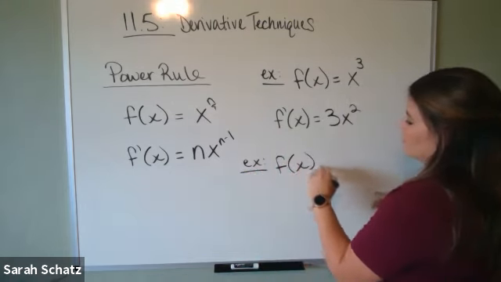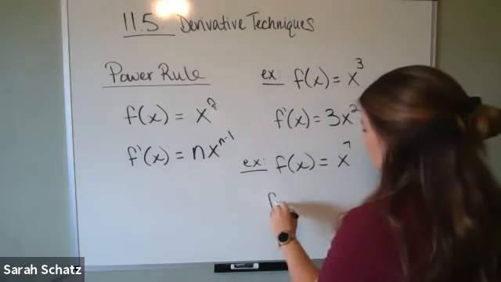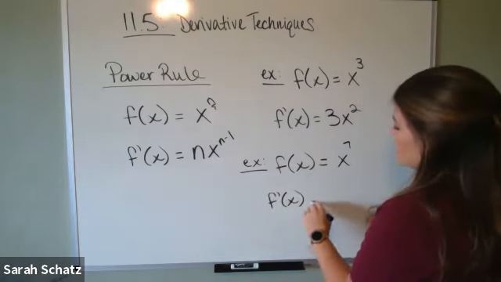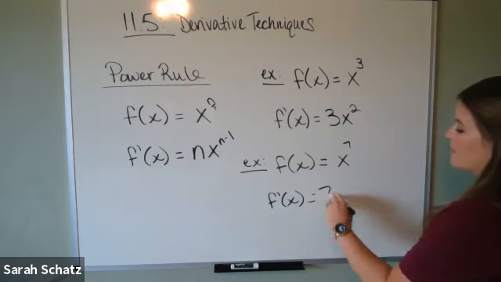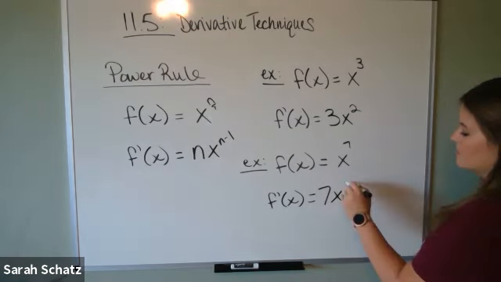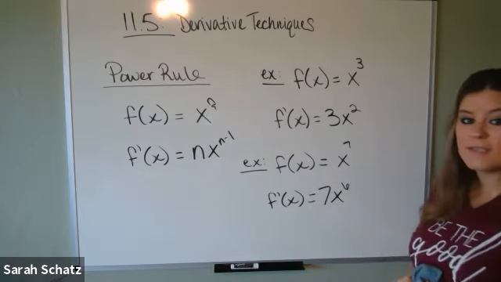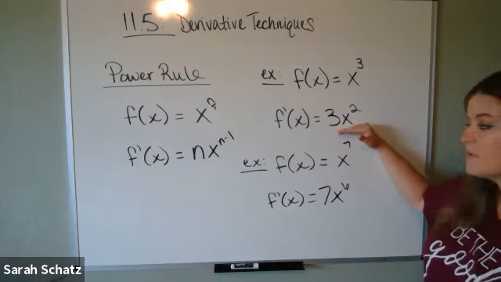All right, my function is x to the 7th. Let's find the derivative. So 7 is your n value. That's the power you start with. That comes down in front. Here, it's going to change from a 7 to a 6. And that's it, guys. If you did the definition on this, you would get this same answer.